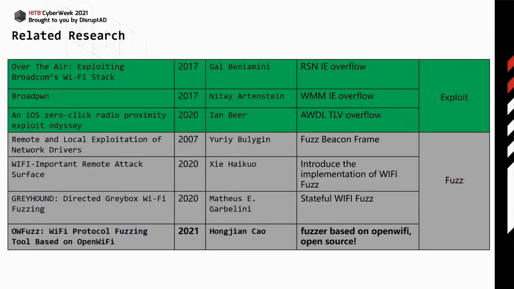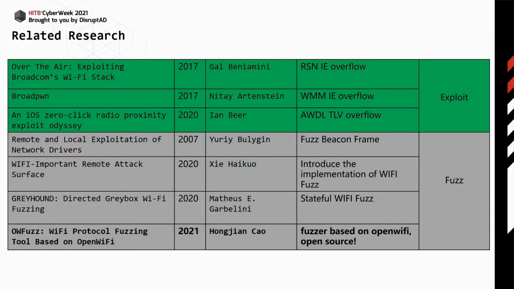Next, I will introduce some previous research on Wi-Fi security. The content in the green box is a classical case of remote control of a device through a Wi-Fi protocol stack vulnerability. The vulnerabilities used in these three cases are all heap overflow vulnerabilities, which are caused by parsing some variable length data structures of the Wi-Fi protocol stack.